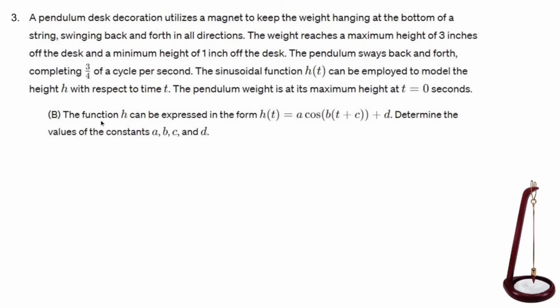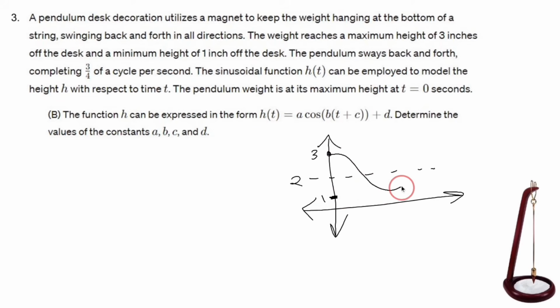B is going to ask us to find the function. Oh, and like I said, this screams cos because it is cos. Determine the values of the constants A, B, C, D. So again, my rough draft had me starting up here at 3, midline at 2, and bottoming out at, well, let me put the dash line here, bottoming out at 1. Okay, we went down, bottomed out, and repeated at 3/4.